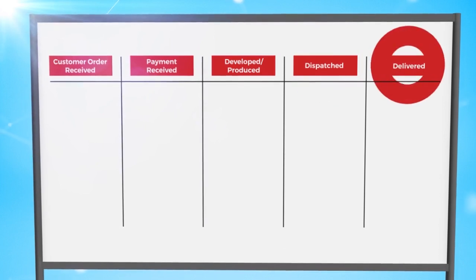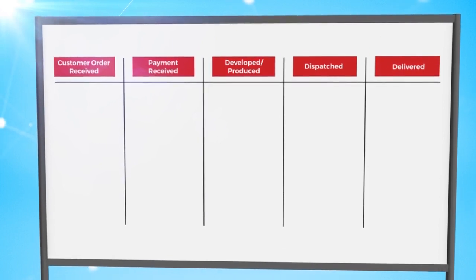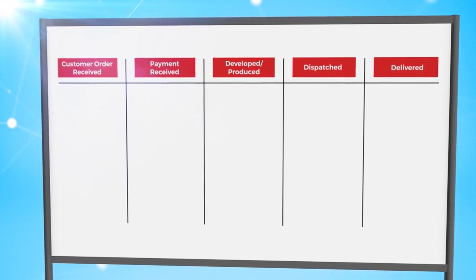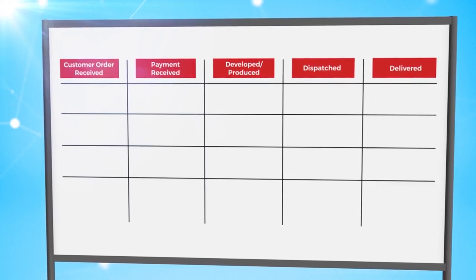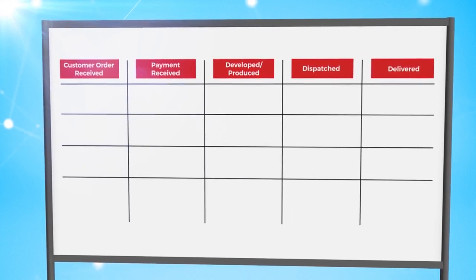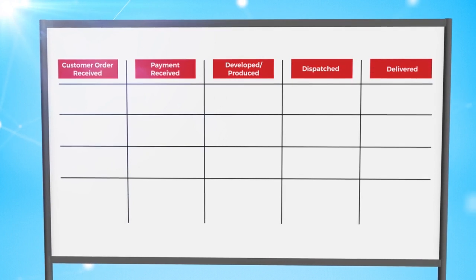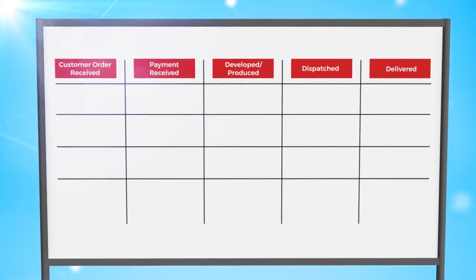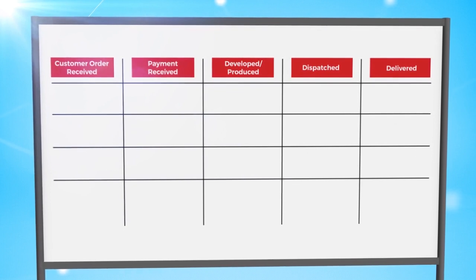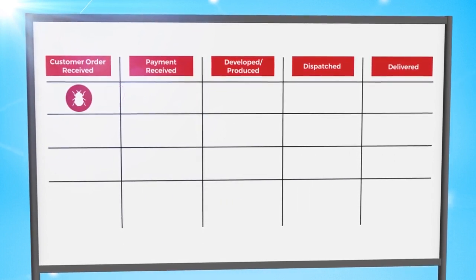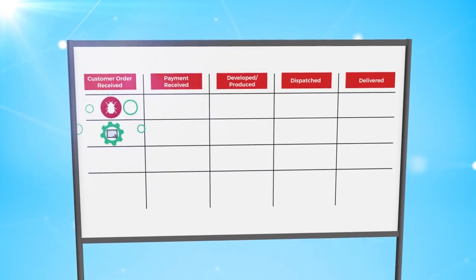dispatched, and finally delivered. An additional option to customize a Kanban board is to create rows, also known as swim lanes, that are specifically set aside for a certain category of work. For instance, one swim lane can be dedicated to bug fixes, and then another swim lane for new development work.